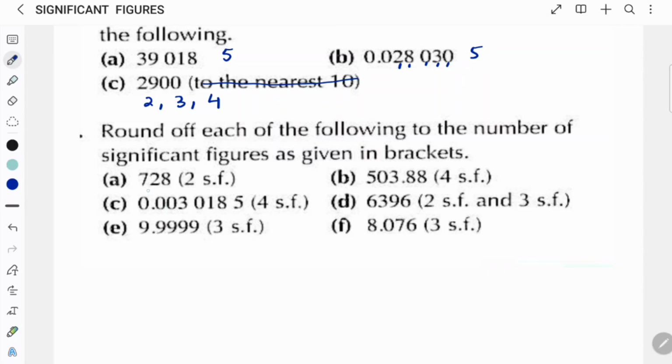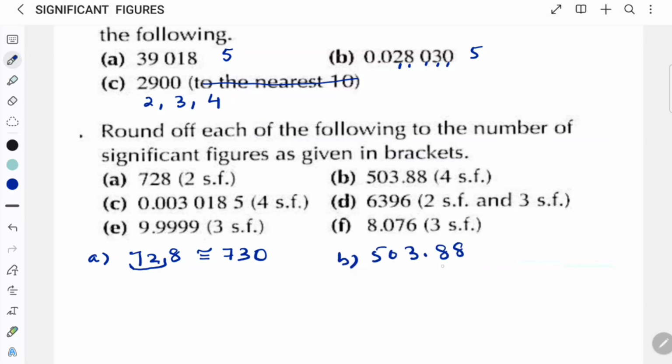Okay, so this is 728, part A. 728 is actually 3 significant figures. We are rounding off to 2. So after 2 significant figures we have 8, so that is approximately equal to 73, but because of the 700 we write down 730. Okay, the value of the number will not change.